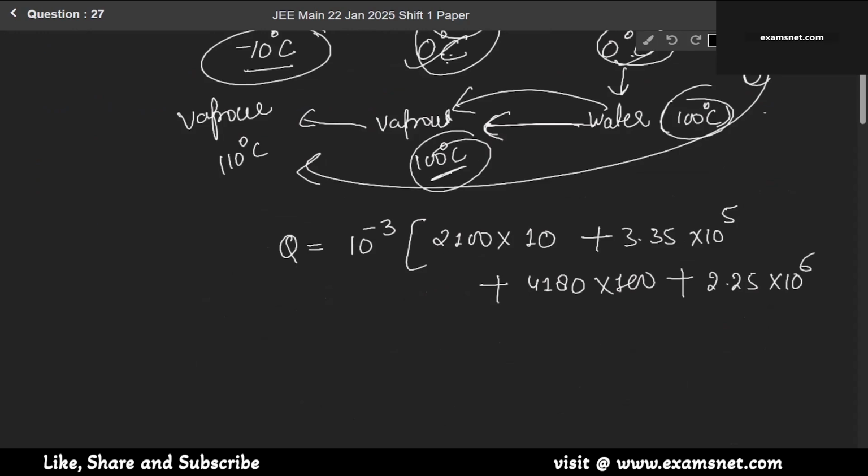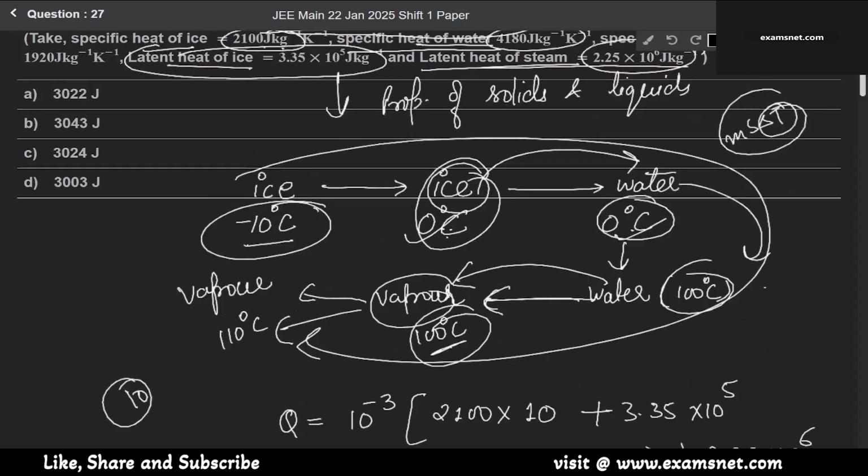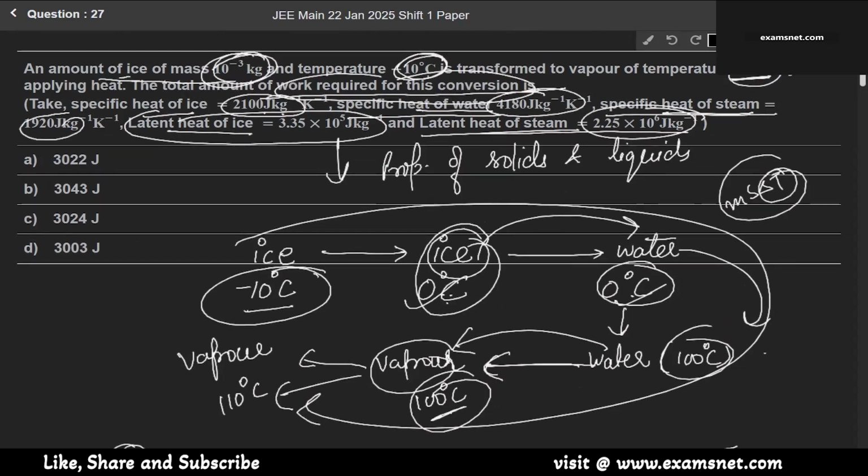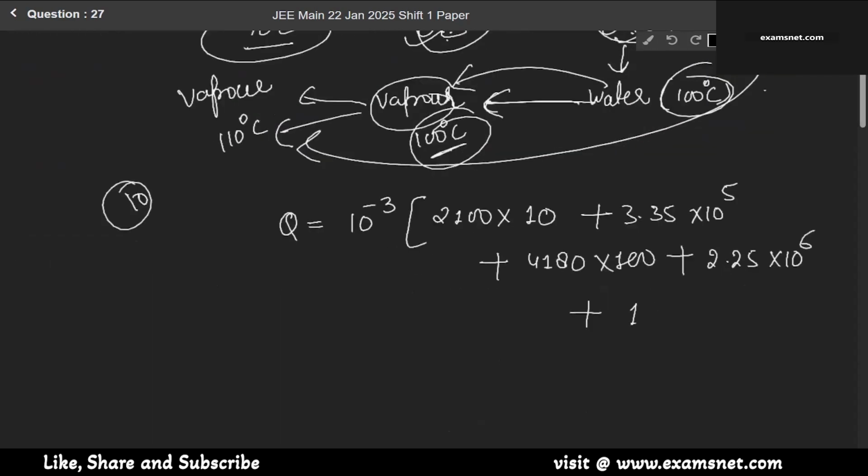Now from 100 degrees Celsius vapor to 110 means change in temperature is 10. So it will be equals to plus this 1920, the specific heat of steam. So 1920 and change in temperature is 10.